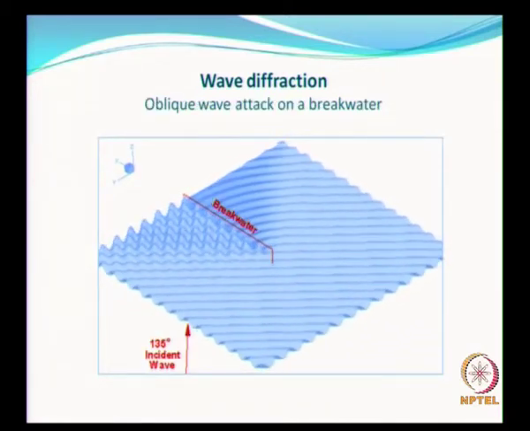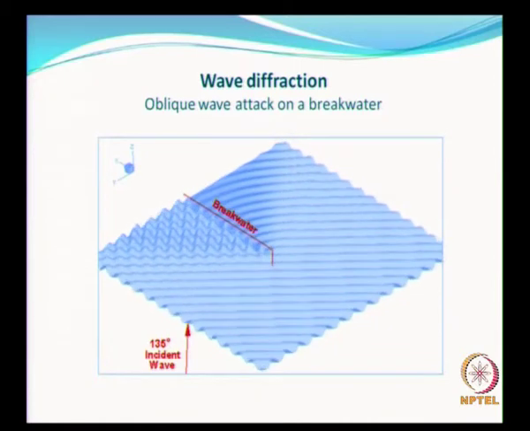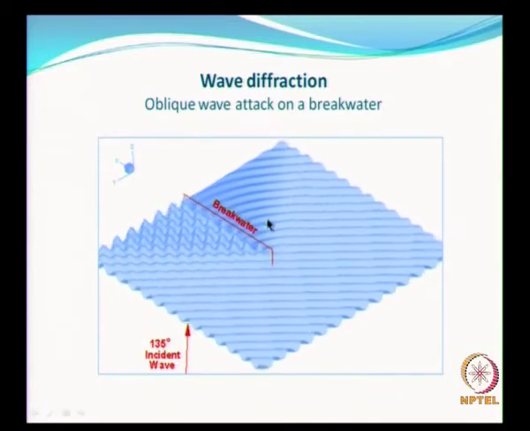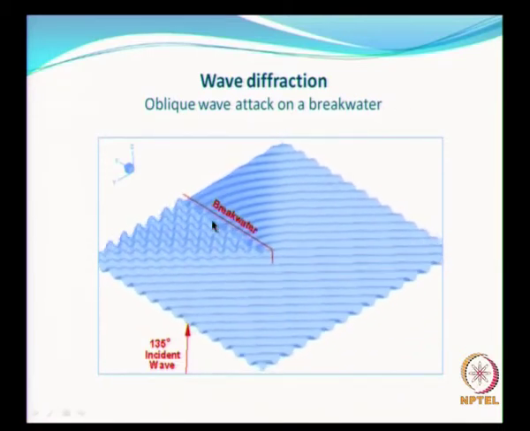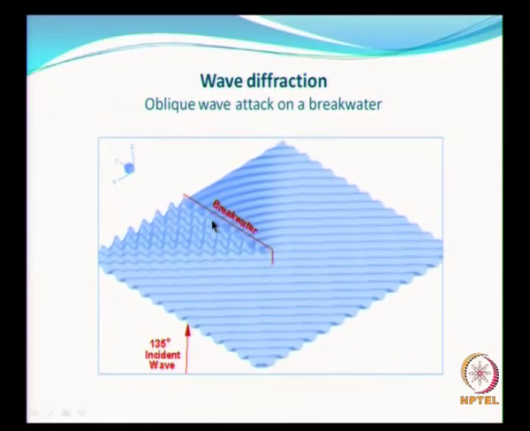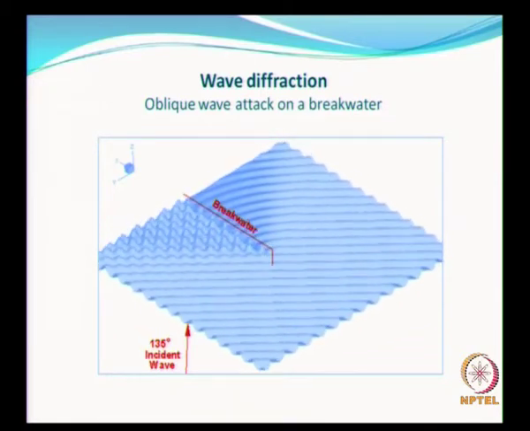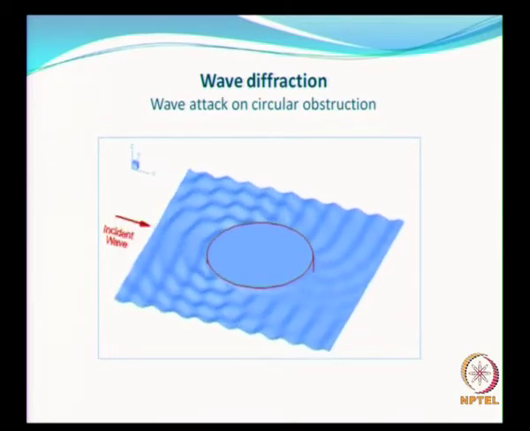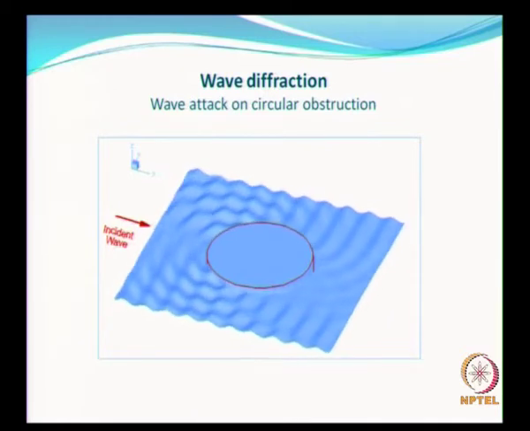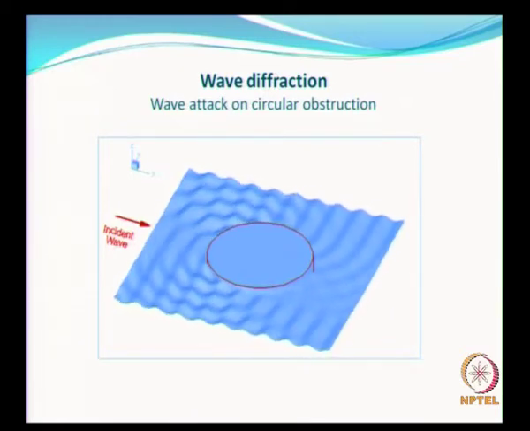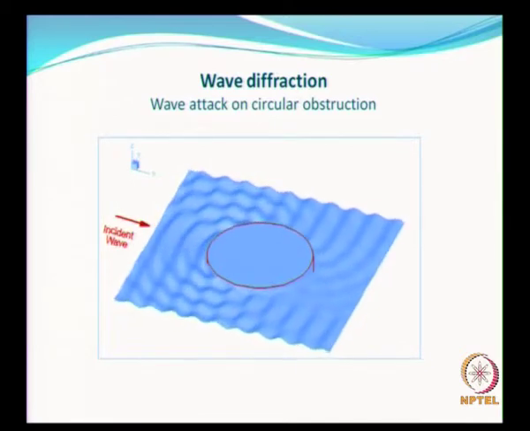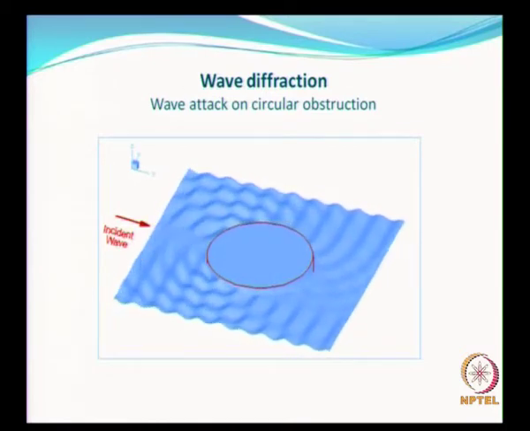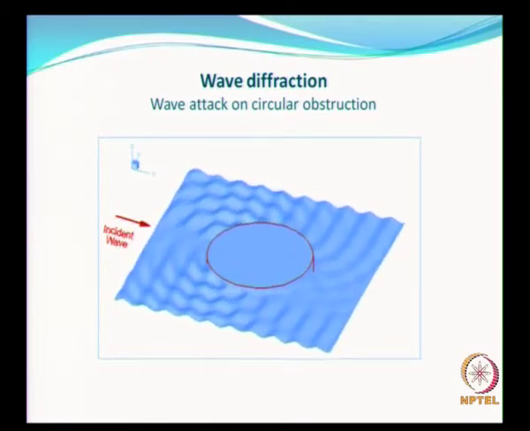Now you see that there is an oblique wave attack. So you see that the bending of waves takes place here, and you see the reflection taking place here. And you will also have similar kind of phenomena when you have a large structure or large island etc., and you see the scattering of waves and the lateral diffraction of the wave energy. Is that clear?